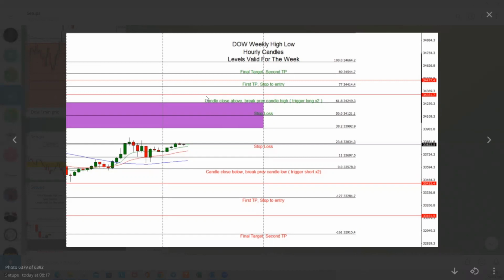Just remember, guys, as soon as we hit the first red line, we move our trailing stop to entry. As soon as we hit the first TP, we move our trailing stop to the first red line. And as soon as we hit the second red line, we move our trailing stop to the first TP.